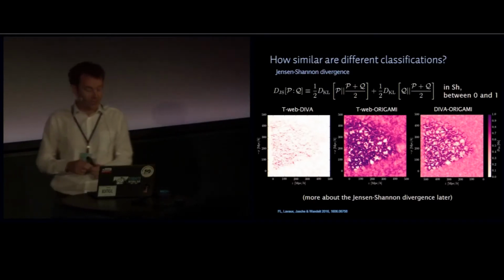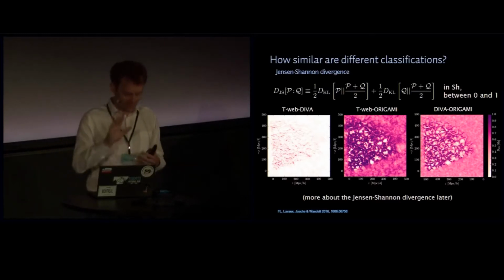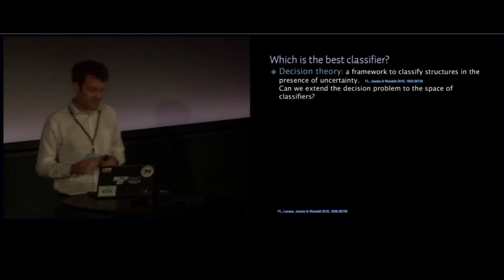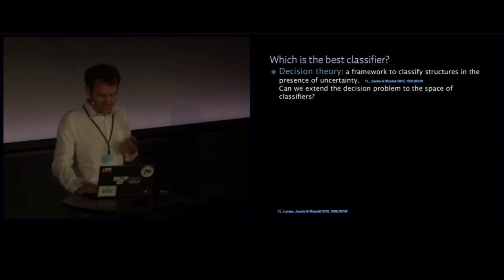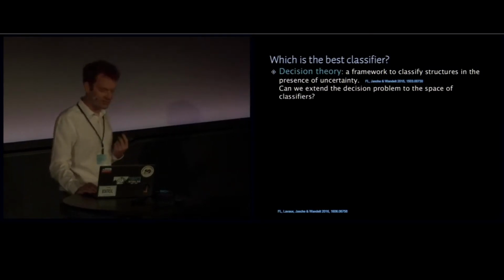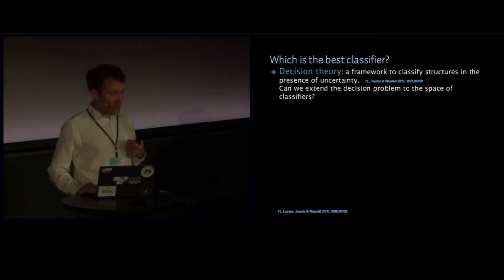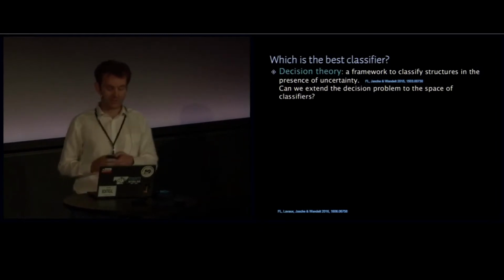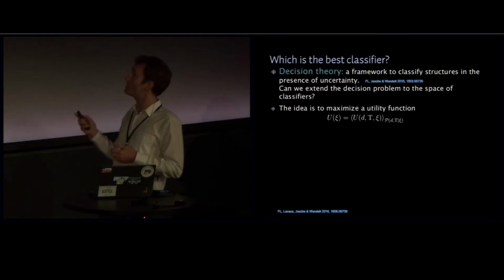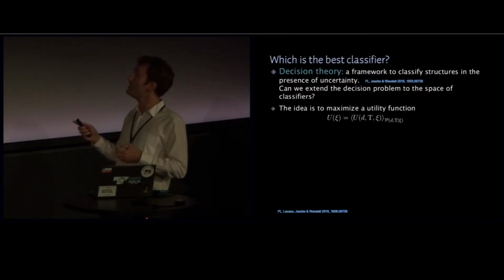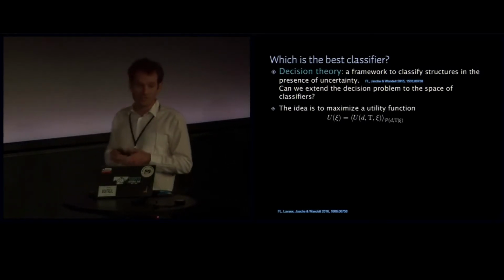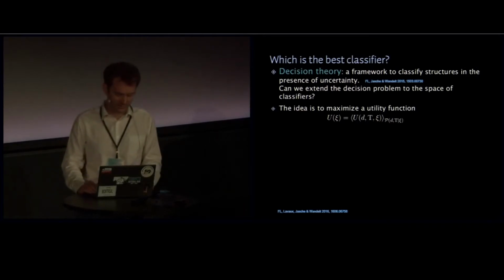Right. So the last relevant question is, which is the best classifier? So decision theory is a framework which allows to classify structure in the presence of uncertainty. And here the question will be, can we extend the decision problem to the space of classifiers? So the idea will be to maximize a utility function, which can be written here as an expectation of a joint utility between D, the data, T, the classification, and Xi, a classifier. So we are in the space of classifiers, and we want to maximize this utility for our purpose.